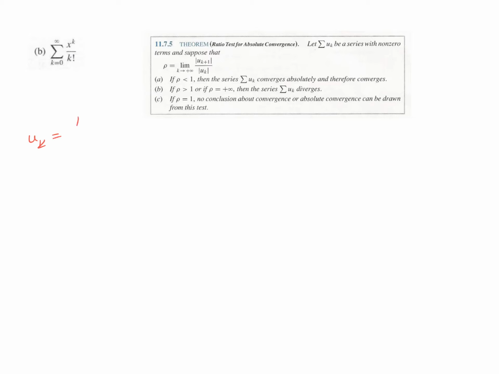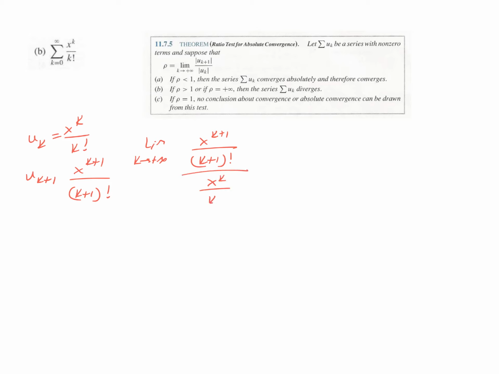U sub k is just the general term, x to the k over k factorial. That's the k plus first term, x to the k plus 1 over k plus 1 factorial. Limit k goes to positive infinity, the absolute value of the k plus first term over the kth term: x to the k plus 1 over k plus 1 factorial, over x to the k over k factorial.